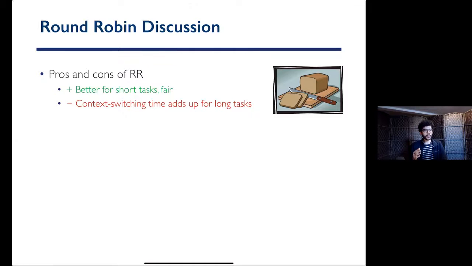So I might end up context switching a lot, depending on the length of my time quantum. Now, if the overhead of context switching is non-zero, which is the case in real systems, you have overhead of context switching.